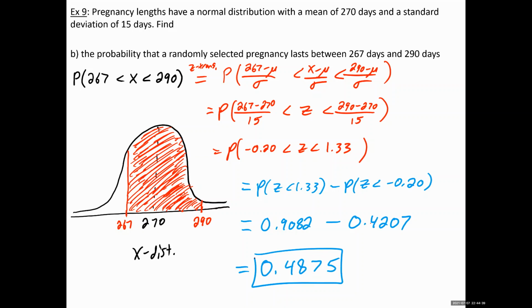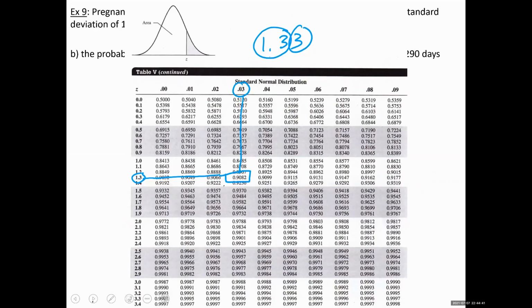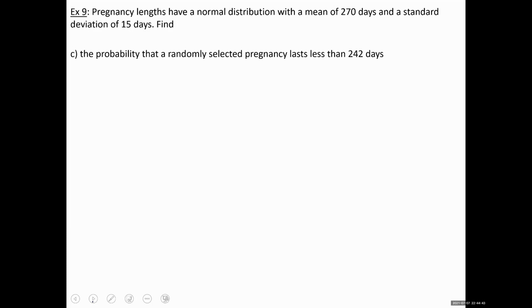Okay, one last one. Let's take a look at this one. Because again, we did a greater than, we did a between, we got to do a less than. You know, all these problems, I kind of give you one of each. So let's do this one. Find the probability the randomly selected pregnancy lasts less than 242 days.